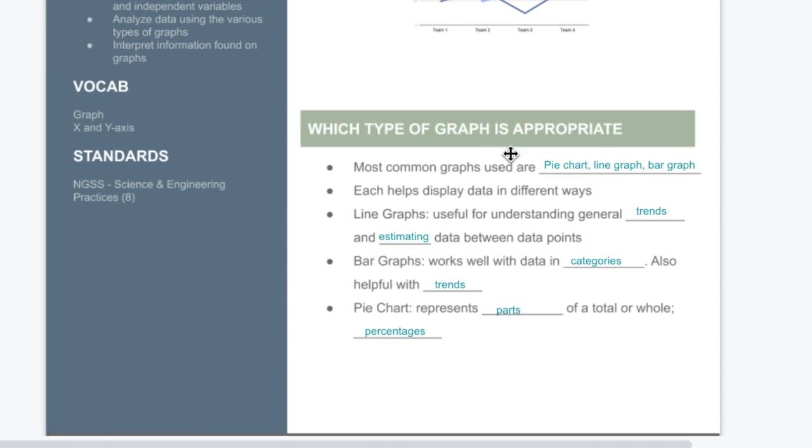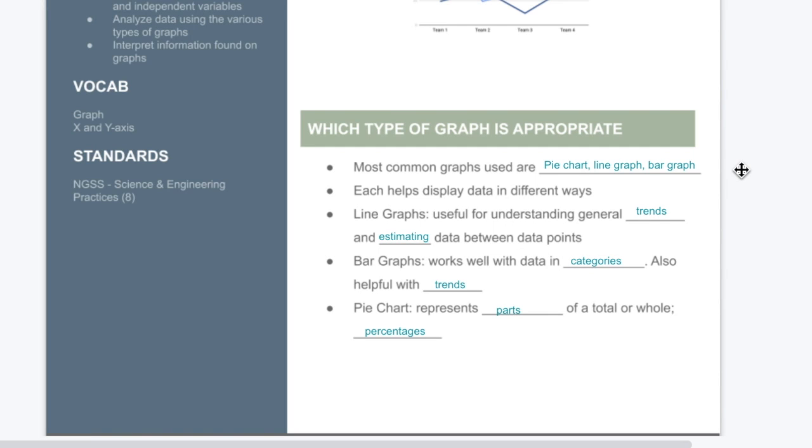So which type of graph is appropriate? The most common graphs that are used are pie charts, line graphs, and bar graphs. Those are the ones that we're going to be focusing on. Each helps to display data in a different way. Line graphs are useful for understanding general trends and estimating between data points.